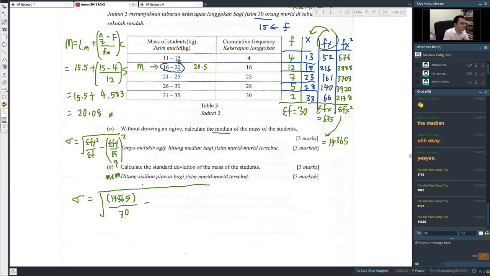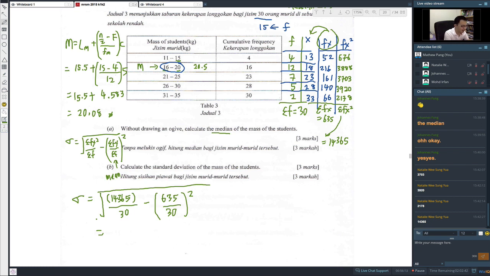So, 14365 over 30 minus 635 over 30 squared. And then I square root my answer. I should have 5.55, my standard deviation.